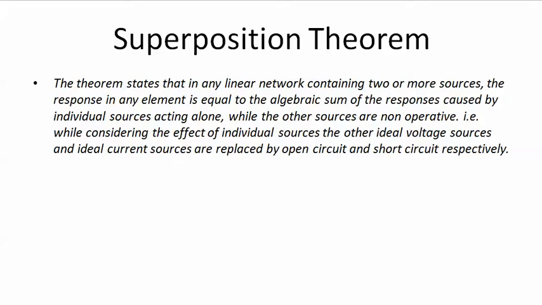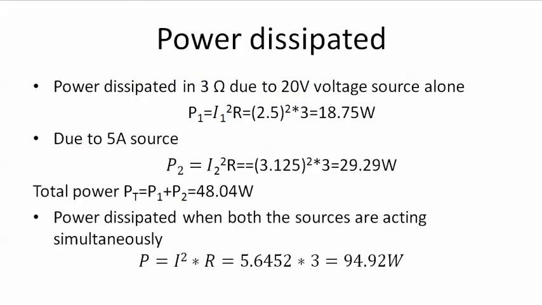So we'll see the power dissipated in this 3 ohm resistor. The power dissipated in 3 ohm due to the 20 volt source alone is P1, equal to I1 squared R, where we had found I1 as 2.5 ampere, which is 18.75 watt. Due to the 5 ampere source, P2 is equal to I2 squared into R, that is 3.125 squared into 3, which is 29.29 watt. So total power PT is equal to P1 plus P2, that is 48.04 watt.